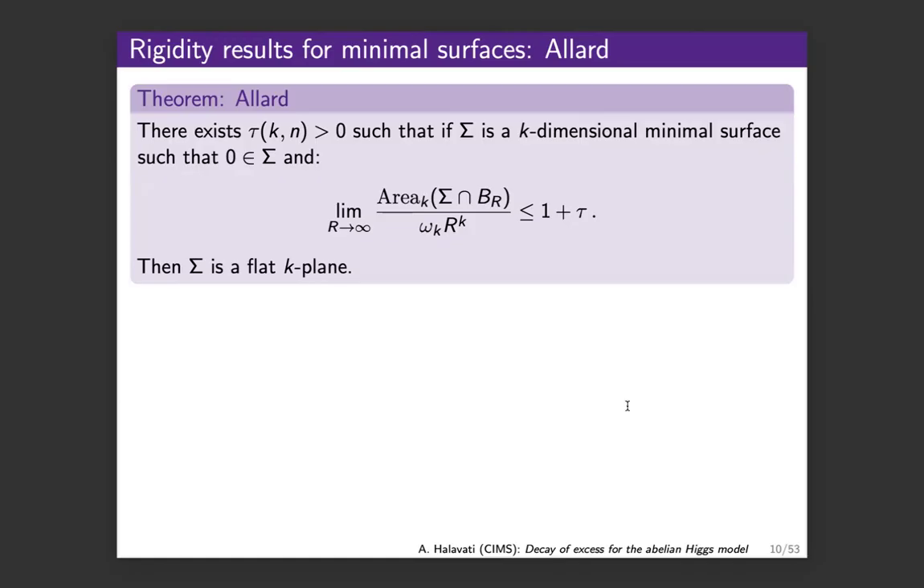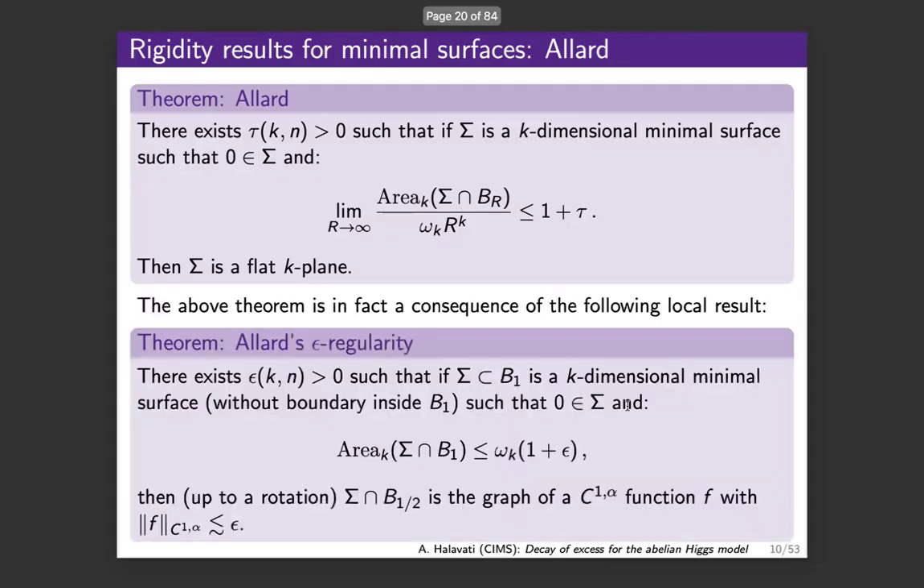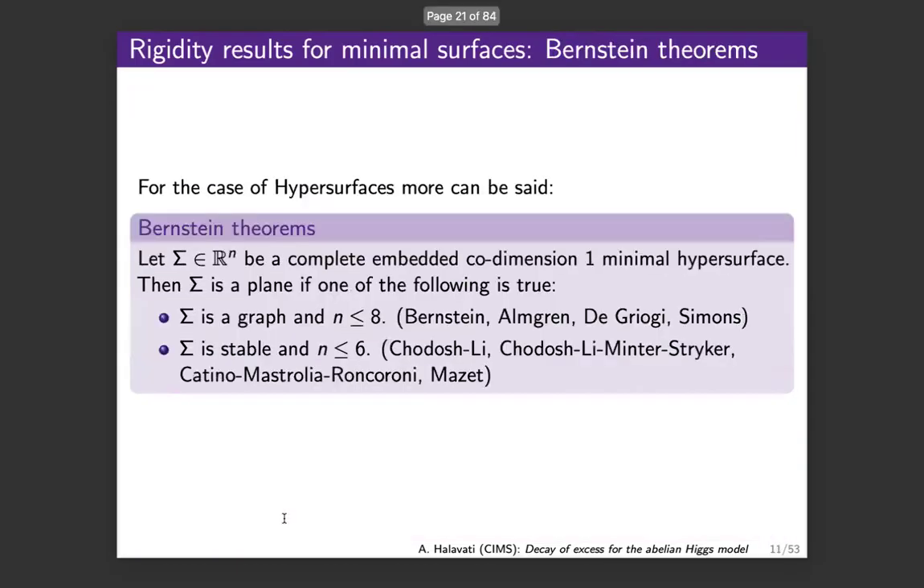Okay. And these kinds of entire classification results are very deeply connected to local regularity results. In this case, the result is in fact a consequence of the local one, which says that if on a ball of radius 1 your area is very close to the one of the flat plane, then inside you're a perturbation of the flat plane, right? And in fact, a C^{1,alpha} perturbation with an epsilon bound on the C^{1,alpha} norm, right?